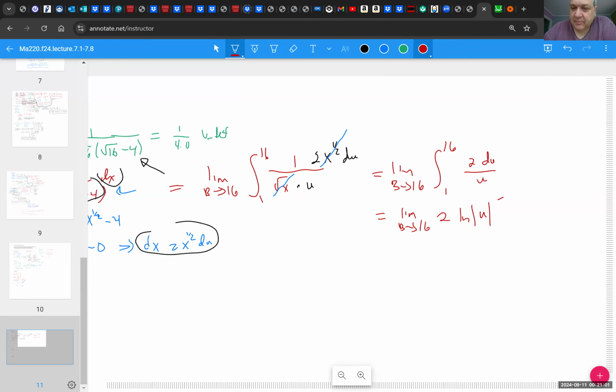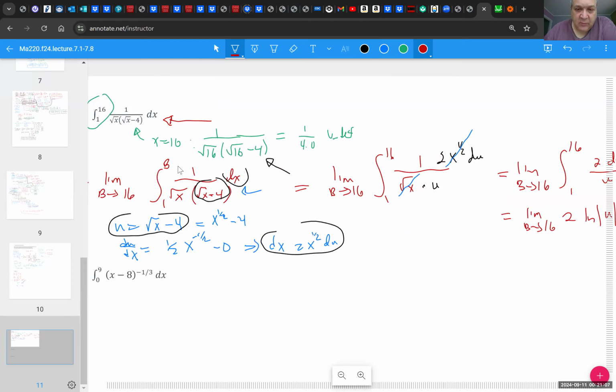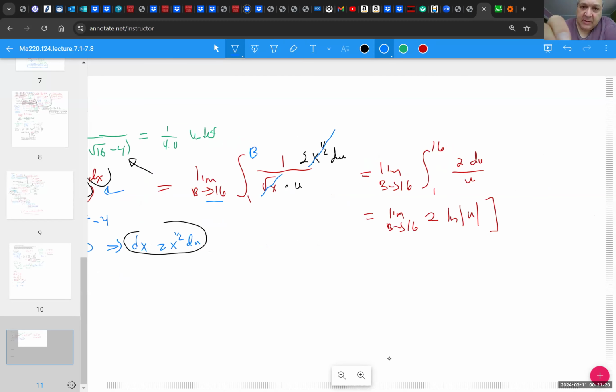And I'm going from, boy, I'm getting nervous because I made those mistakes. I shouldn't do that. I'm going from 1 to b, and I wrote this as 1 to 16. Okay, so let me change that to a 16 or to a b because b is heading to 16, so that's got to be b up there. All right, so this has got to be b here. There we go. And then we're going from x equals 1 to x equals b.